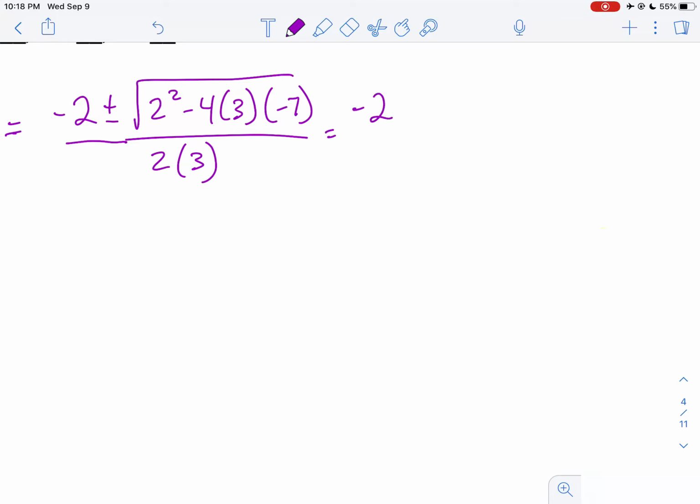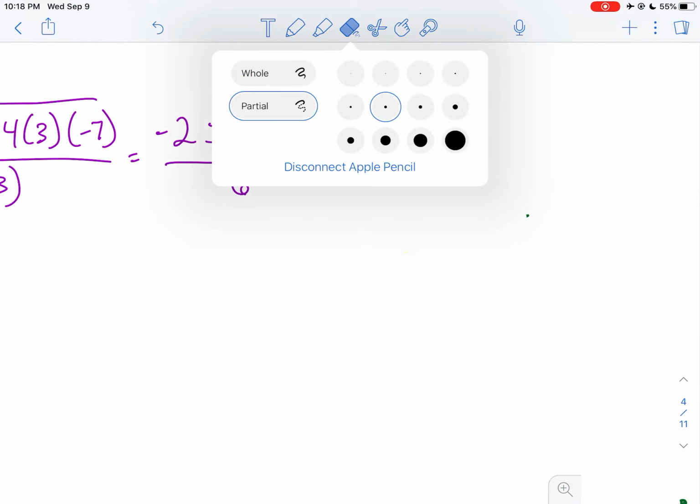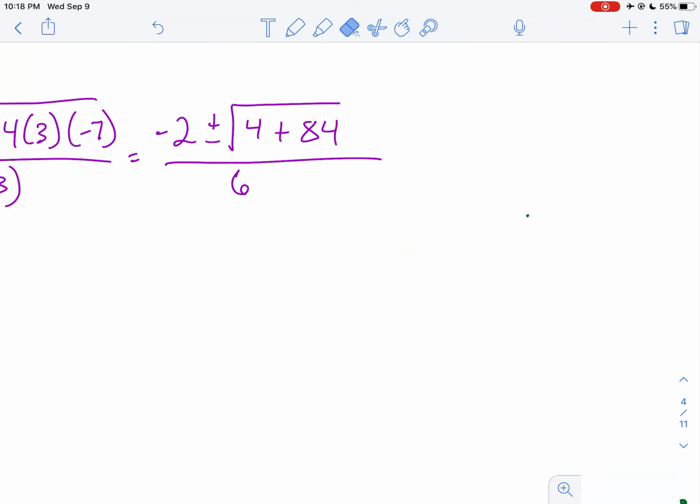Alright. Now for some simplifying. This is the tricky part. Let's see. 4 times 3 is 12. 12 times 7 is 84. The negatives are going to cancel out. That's going to become 4 plus 84 all over 6. I think I'm going to need all the room I have here. Negative 2 plus or minus the square root of 88 over 6.